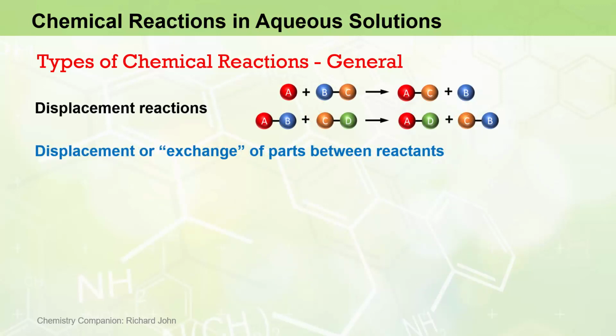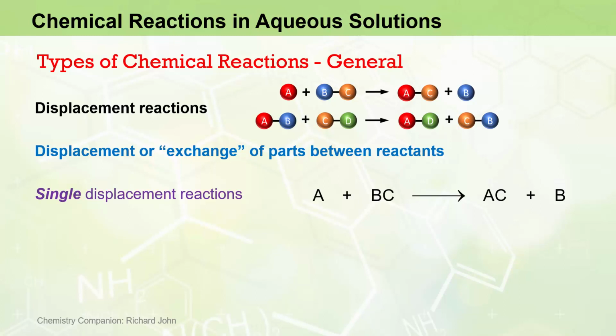Displacement reactions or exchange reactions involve the displacement or exchange of parts between reactants. So, for example, if we consider the general reaction scheme shown here for a single displacement reaction, A plus BC going to AC plus B, we can see that the element A displaces one of the elements in a compound to form a new compound, AC. At the same time, element B is also released as another product. As I said, this is a single displacement reaction as there is only an exchange or a displacement between one part of the reactants.